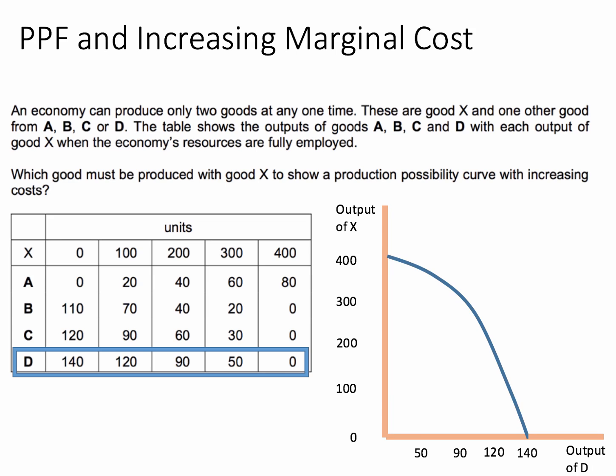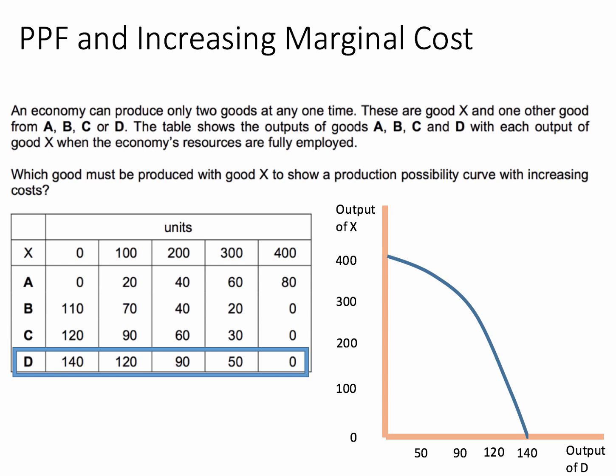Let's just sketch this. We could put the output of X on the y-axis if you want, going up from 100 to 200 to 300 to 400, etc. And then we sketch the output of good D. Notice that if we start at an output of 400 with X, obviously we can't produce any of D. As we go down from 400 to 300, initially we can add 50 units of D. But as we go down from 300 of X to 200, we can only add another 40 units of D to take us to 90.